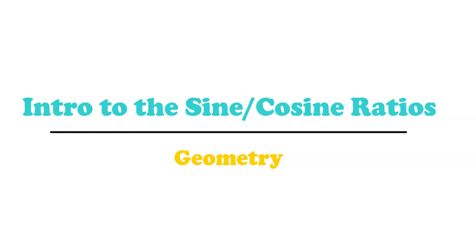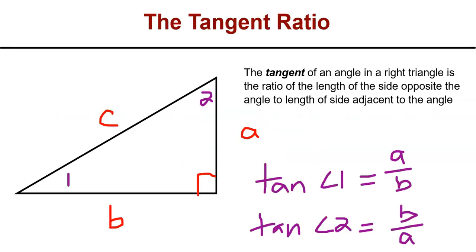So this video is an introduction to the sine and cosine ratios, and it follows along after the introduction to the tangent ratio that we just saw last night. So as a reminder, the tangent ratio in a right triangle is the ratio of the length of the side opposite an angle to the length of the side adjacent to the angle.